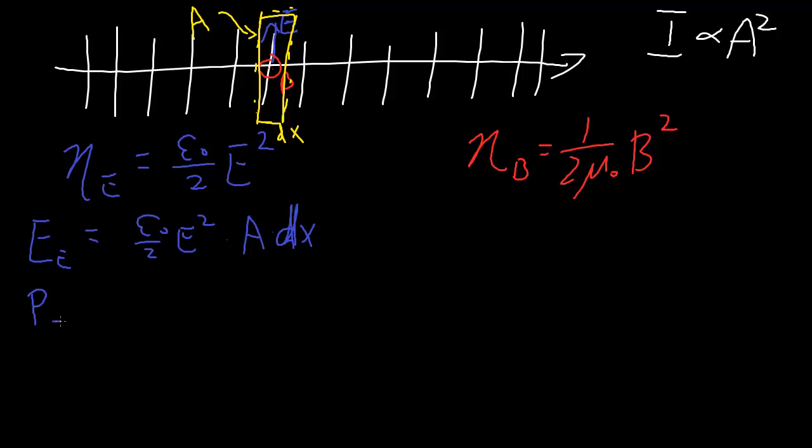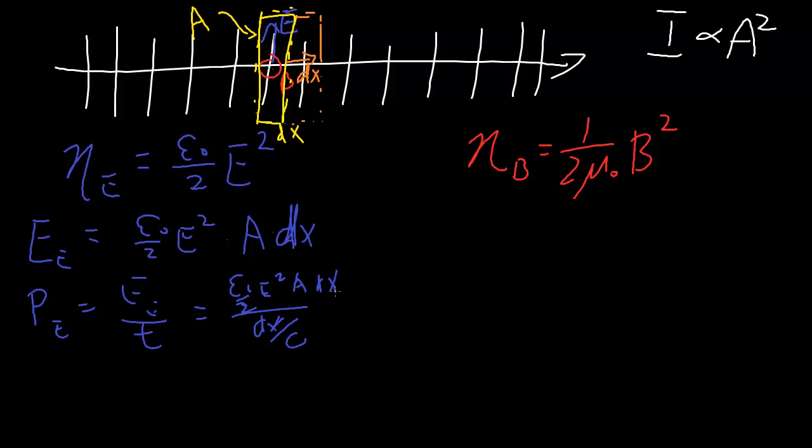So to get power, P, we need U divided by time. Well, how much time are we talking about? Well, it's the time that it takes for the plane to move from this slab dx to the next slab dx. So it has moved dx in that time. Knowing the speed of light, we can figure out then the time is dx divided by c. Distance over speed gives you time. The rest stays. dx cancels out. And remembering that our c is equal to 1 over the square root of epsilon naught mu naught, we can arrange this to be c epsilon naught over 2 E squared times A.